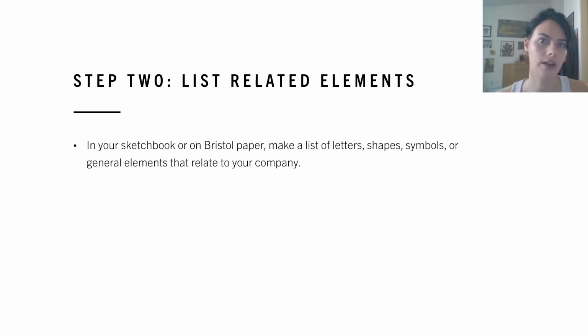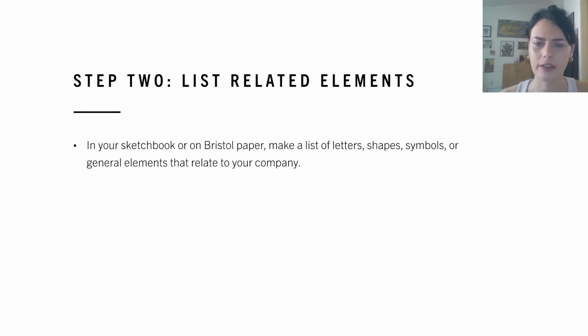Once you've chosen the company that you're going to work for, you're going to go on to step 2, where you are going to list some related elements. So you're going to grab your sketchbook, or if you want to use Bristol paper for this, that's fine too. But I like to use my sketchbook because I'm just going to do some rough notes and scribbles to come up with some initial ideas here.